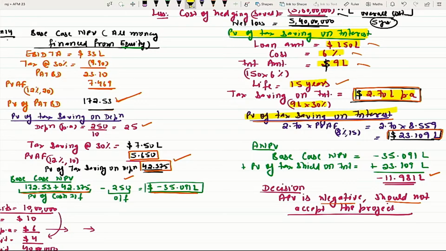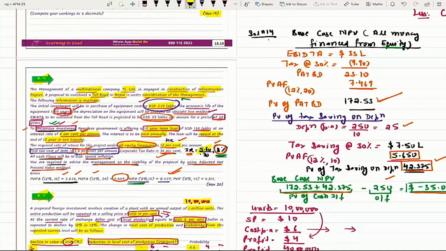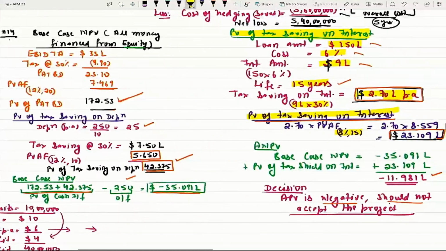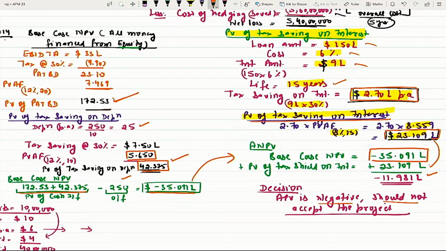Present value of tax saving on the interest will be, sir, how did you get 8%? 8% we got, 5.6 was your after-tax cost divided by 0.7, we got 8% as rate, and then multiply by the annuity of 15 years, you get this. Base case NPV we got from here, it was 35 lakh negative, and including this still your project is unviable, minus it comes. APV is negative, should not accept the project.